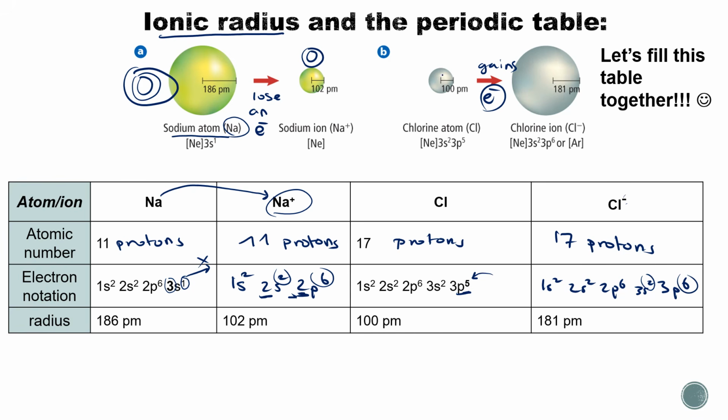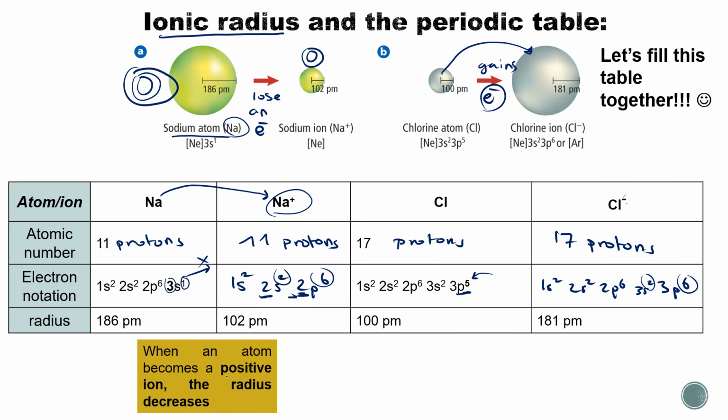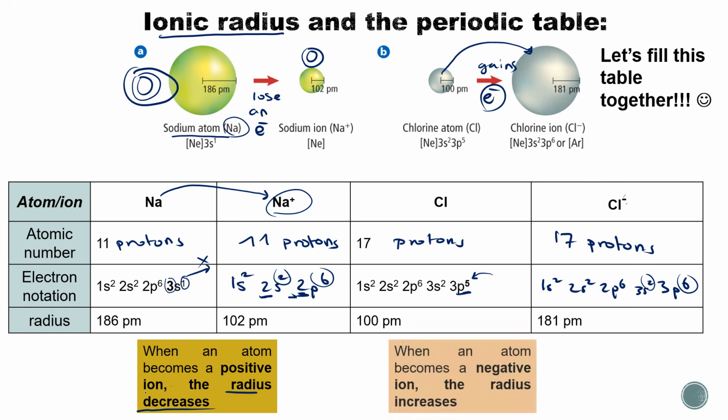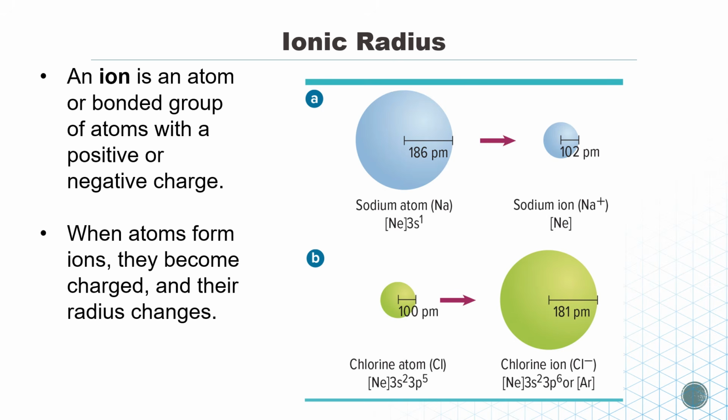But now when you get an electron, what happens to the size? The size will increase. The radius increases, okay? So when an atom becomes a positive ion, the radius decreases. And when an atom becomes a negative ion, the radius increases, guys. So you need to remember this, okay? And this is what we talked about in here.